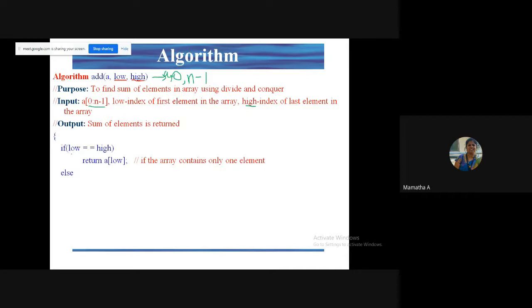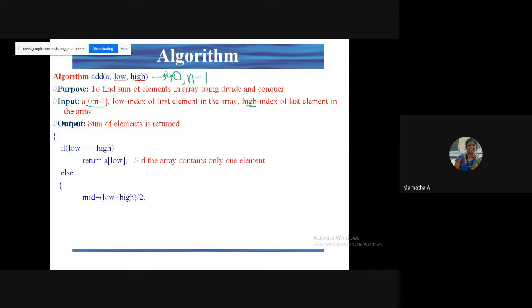How do you divide the problem into two sub-problems? What is the concept, students? We use the concept of mid. Do you remember that? Mid. Yes, ma'am. Mid is equal to what? How do you calculate mid? What is the formula? Give me the formula. Low plus high divided by 2. Yes. So first I'll get the value of mid.